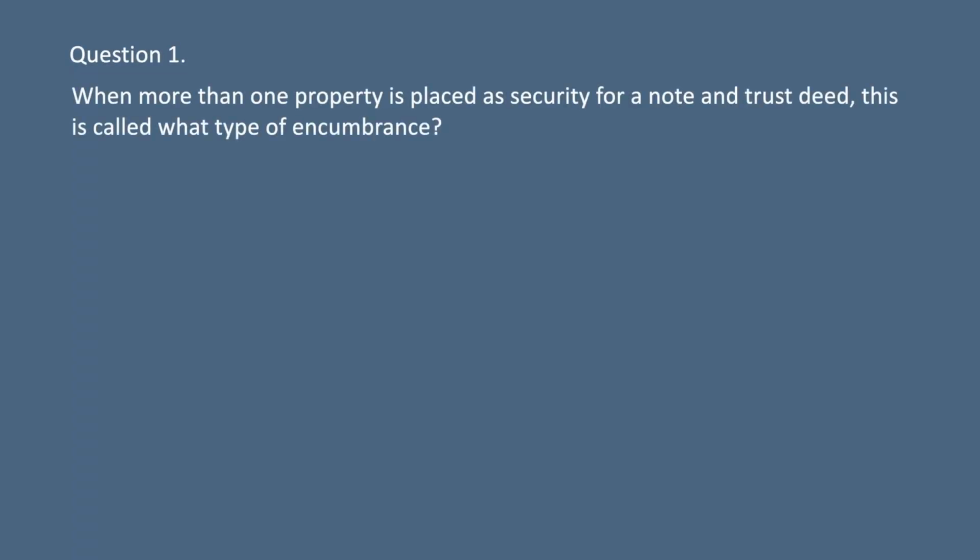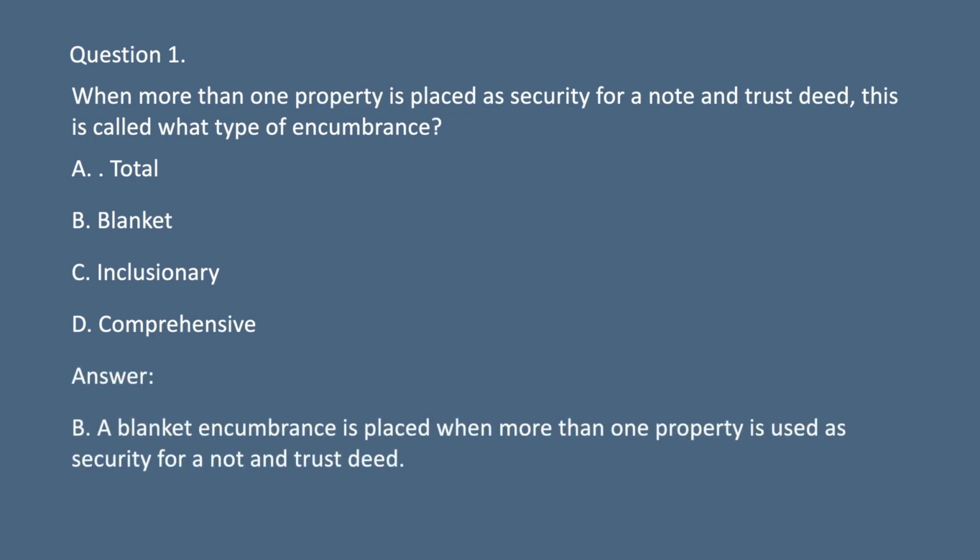Question 1. When more than one property is placed as security for a note and trust deed, this is called what type of encumbrance? A. Total. B. Blanket. C. Inclusionary. D. Comprehensive. Answer B. A blanket encumbrance is placed when more than one property is used as security for a note and trust deed.